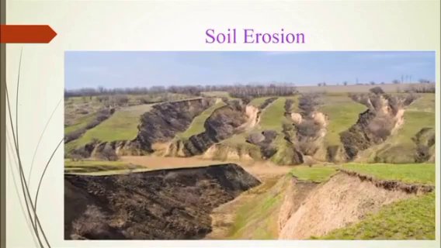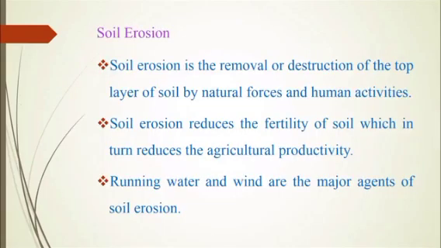Next, let's see about soil erosion. Here we can see the picture of soil erosion. First, we have to know what is meant by soil erosion. Soil erosion is the removal or destruction of the top layer of soil by natural forces and human activities. Soil erosion reduces the fertility of soil, which in turn reduces the agricultural productivity.